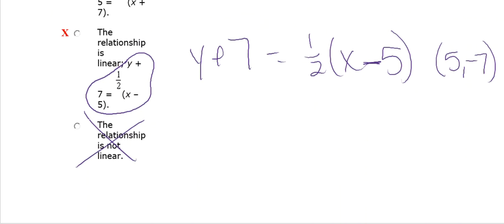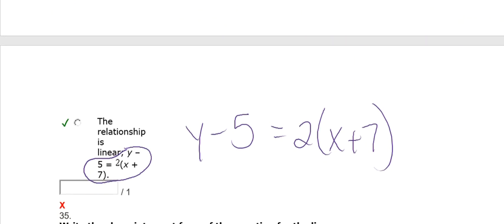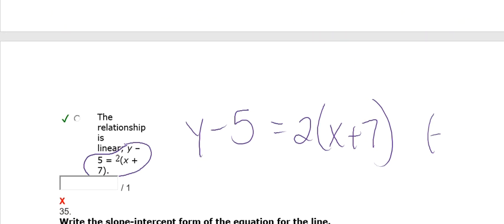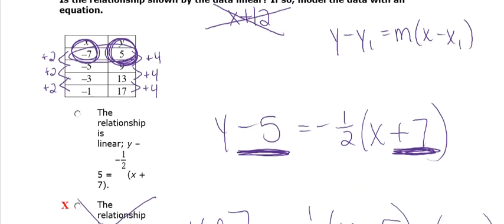That's not going to work. So this one's out. And then the last one, this one again is saying negative 7, positive 5. Okay, that's what we want also. So now it's either the first one or the last one. So it's all about slope.